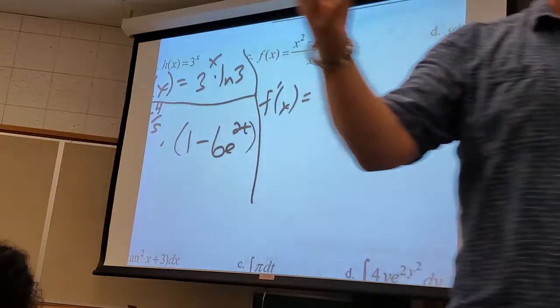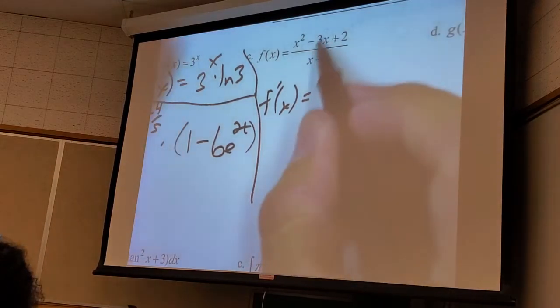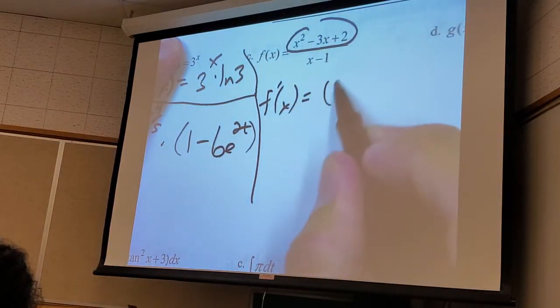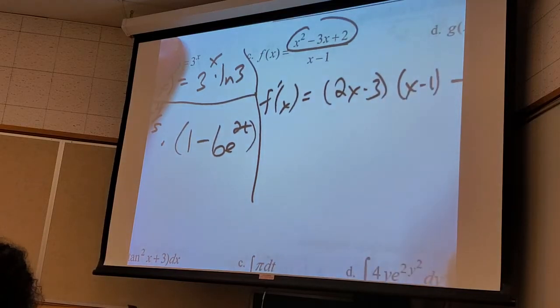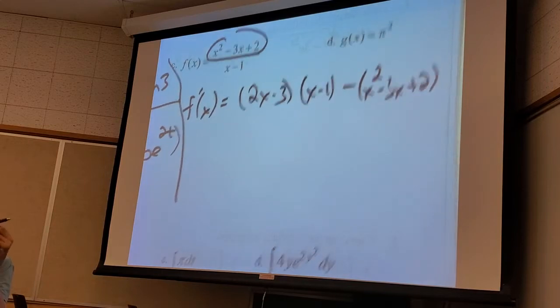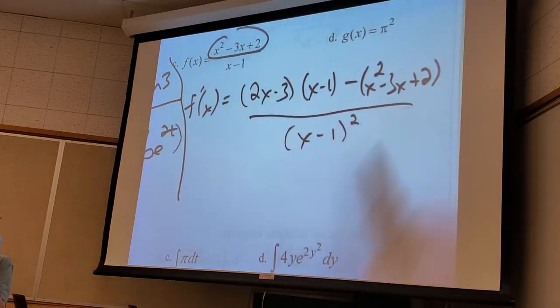So it's not high-low nonsense. It's just, I'm going to do this because it makes sense. So my song again is top first. So what's the derivative of the top? 2x minus 3 times the bottom, minus the top, times the derivative of the bottom. What's the derivative of the bottom? 1. All over the bottom squared.